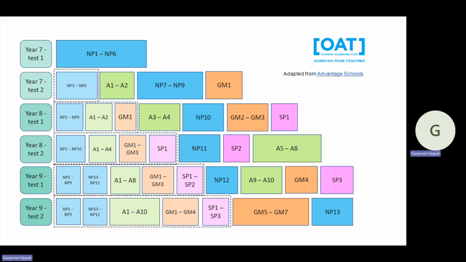So on your screen in front of you now, you can see what a typical testing assessment looks like at Key Stage 3. So this is an example of the maths assessment. And you can see that we have 2 assessments per year group. So there's assessment 1 and assessment 2. And you can see that as the years progress, more and more of the assessments cover prior knowledge.